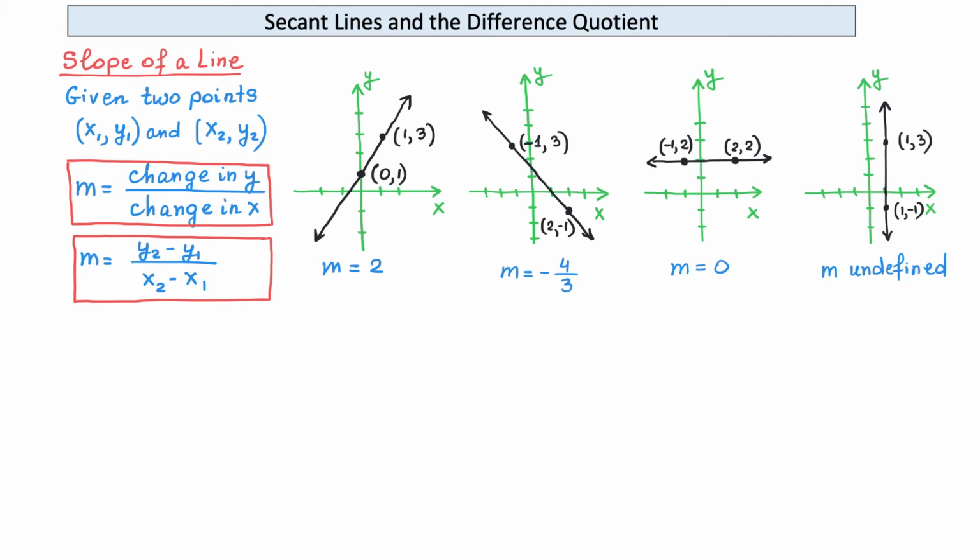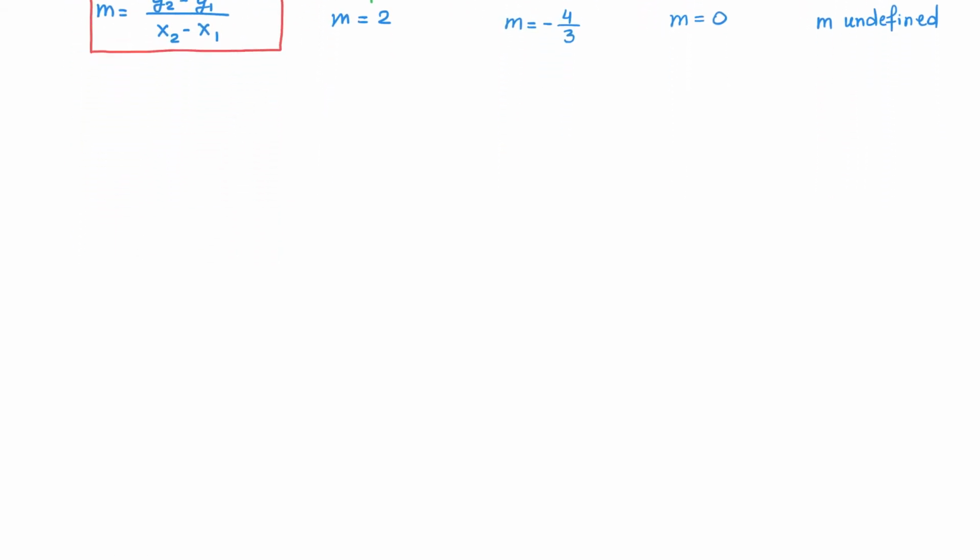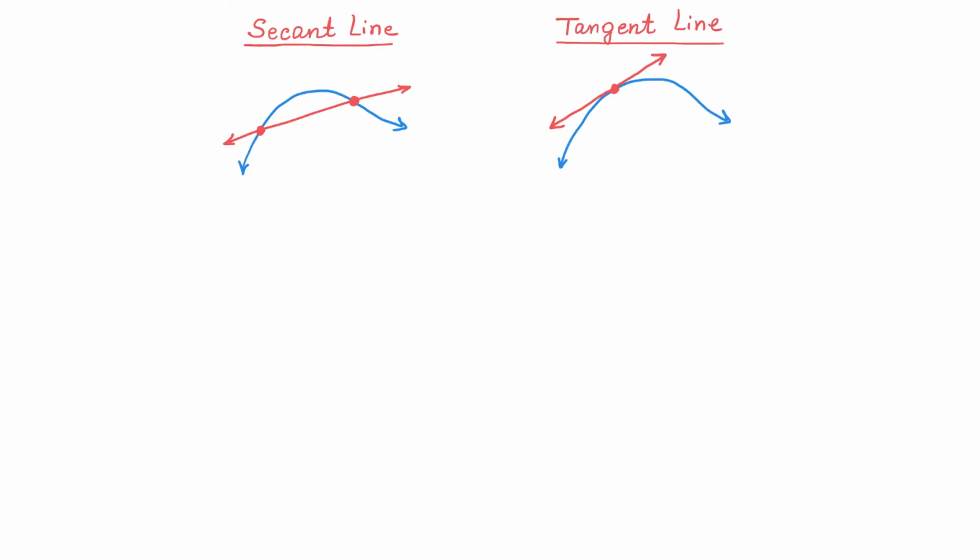So what we need to know from here is that if a line goes up as we move from left to right, then the slope will be positive. If a line goes down as we move from left to right, the slope will be negative. A horizontal line has the slope 0 and a vertical line has the slope undefined. Now let's talk about a few other definitions. A secant line is a line that crosses a curve at 2 points, and a tangent line is a line that touches a curve at 1 point.